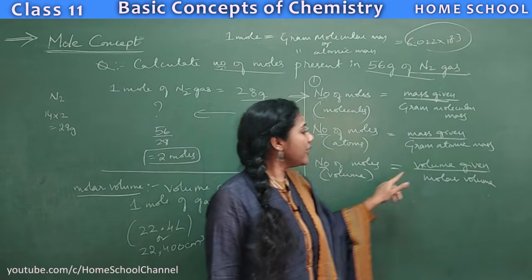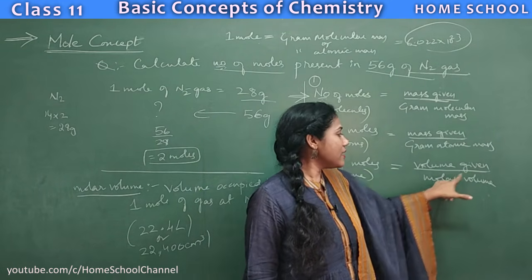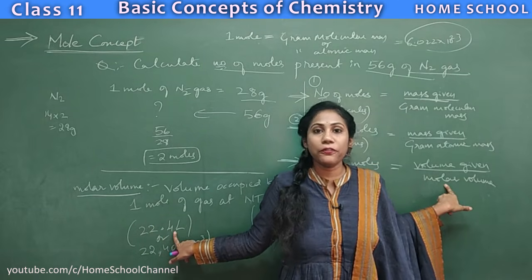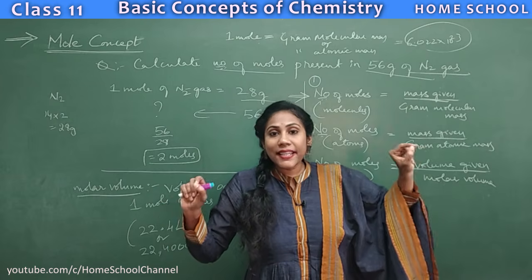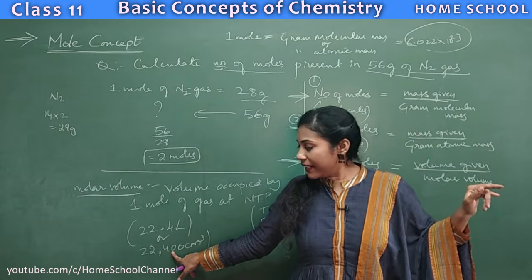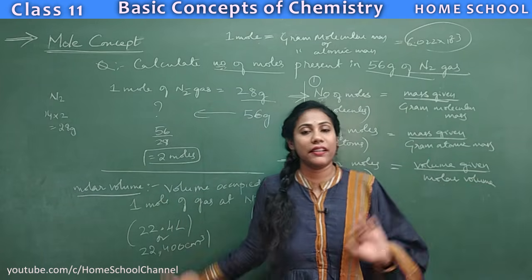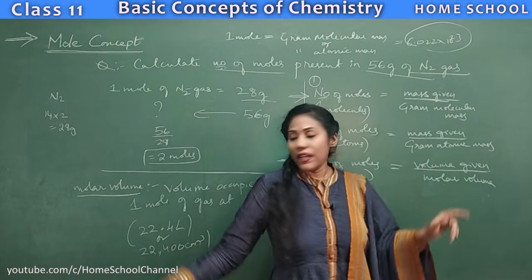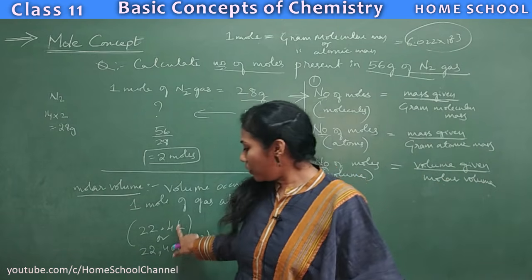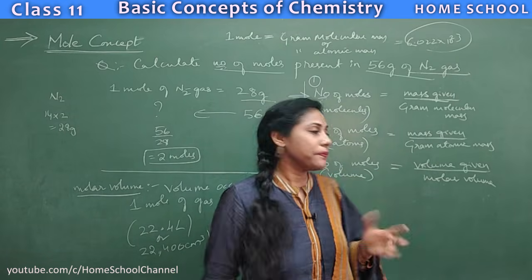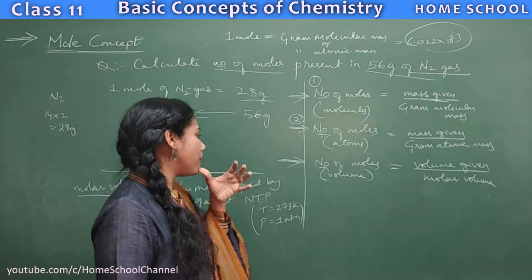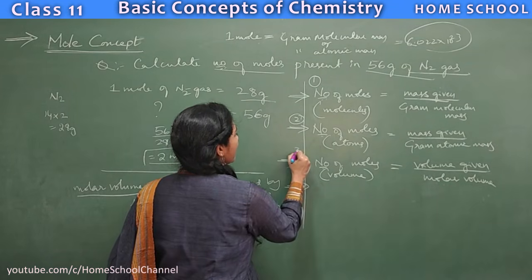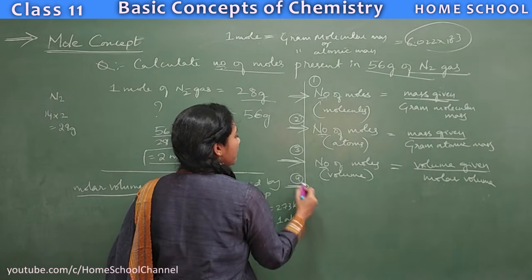If you take the given volume in liters, then you have to take molar volume in liters, that is 22.4. If the given volume is in ml, then you have to take this value 22,400. So depending on the units of given volume, you have to select either 22.4 or 22,400. So these are the 3 basic formulas, and 2 more formulas I'll give you, just note it down. This is formula number 3, formula number 4.